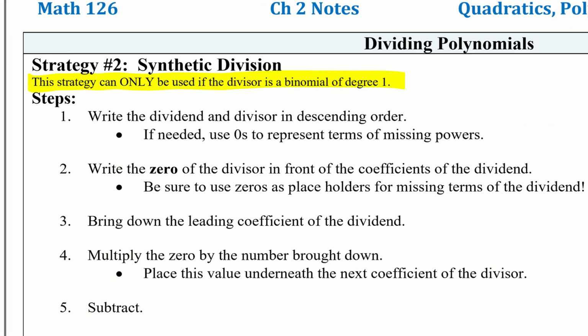If the divisor is a binomial with only 2 terms and the highest power of x is 1, then we can use synthetic division. But if you have a trinomial that's your divisor or something like that, or if your divisor has a power that's higher than x to the power of 1, you're not going to be able to use synthetic division. You'll be forced to use long division.